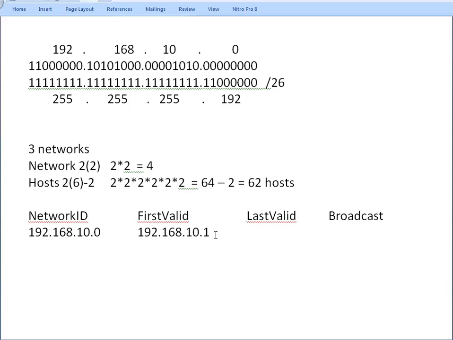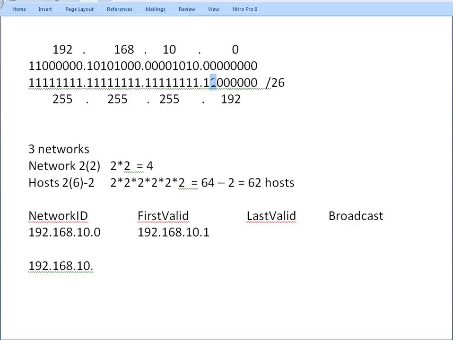192.168.10.1. Now to find the last valid address and the broadcast address, it's easy if we find the next network ID. The first 3 octets are going to be the same, so 192.168.10. You have to see where the separation of ones and zeros is. Since it's separating on this bit here, you have to look at what that bit represents.